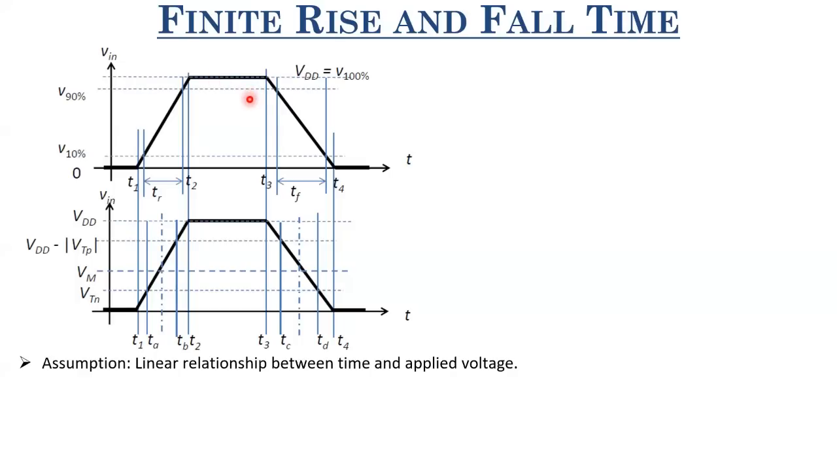And for simplicity of analysis, we are assuming that there's a linear relationship between time and applied voltage. That is, at t equals T1, the voltage applied is 0. And at t equals T2, when Vin becomes VDD, the applied voltage has linearly increased from 0 to VDD. And in between, it goes through VTN, VM, VDD minus mod of VTHP, and VDD. So the relation that we are assuming between the voltage and the time is linear.